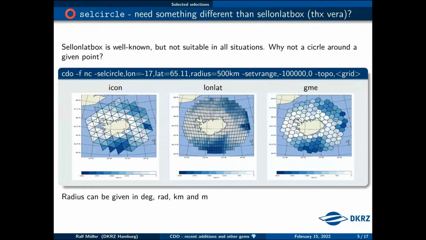So it's a really convenient tool if you have some area and it fits nicely into a circle, or roughly, then cell circles are really a nice option. And as you see, it works not only with regular gridded data, but also with unstructured grids, like triangular or hexagonal grids like the GME and the Icon grid. It really works well.